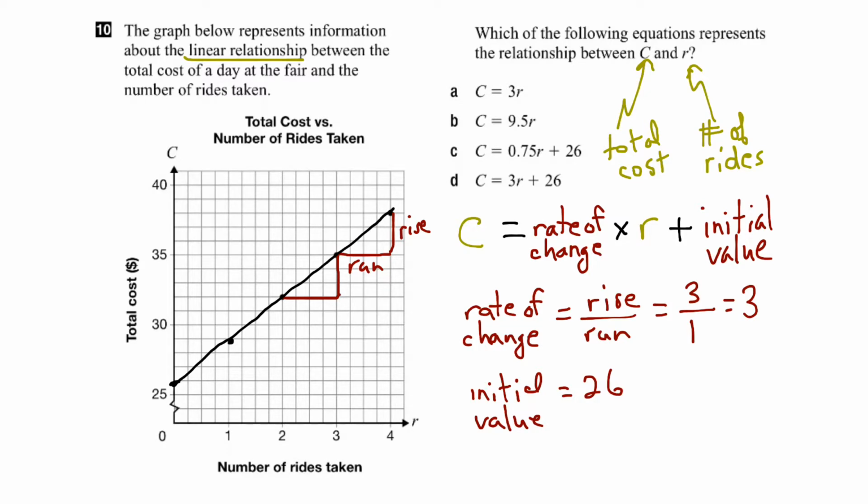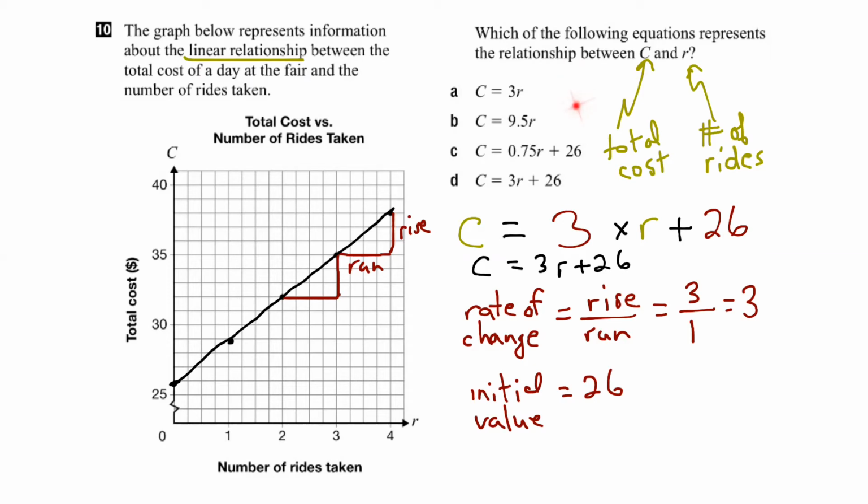So now we have all the information we need to get the equation of the line. Our rate of change is 3, and our initial value is 26. So let's put those values in our equation. The rate of change is 3, and the initial value is 26. And so the equation would be C equal to 3R plus 26. And if we look down our list of options, the answer is D.